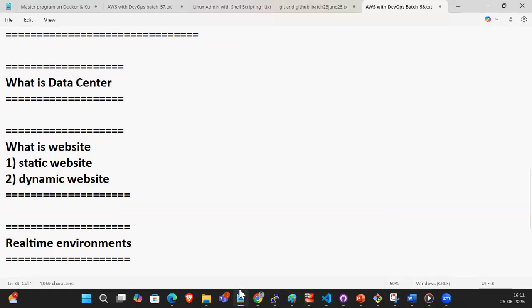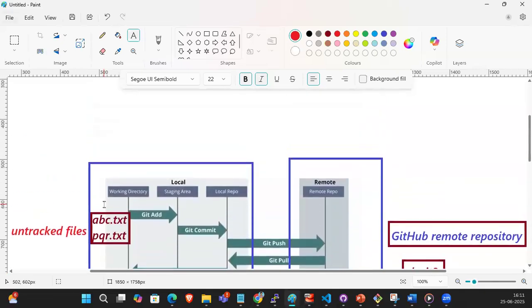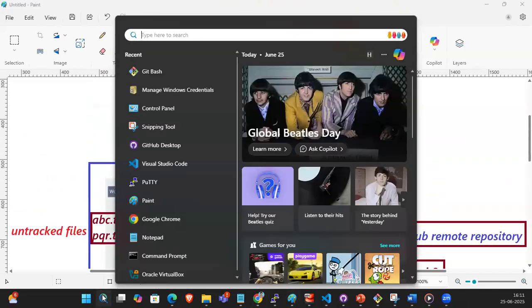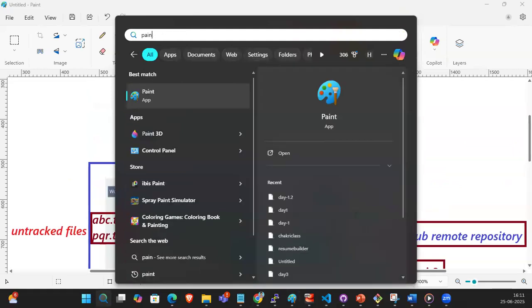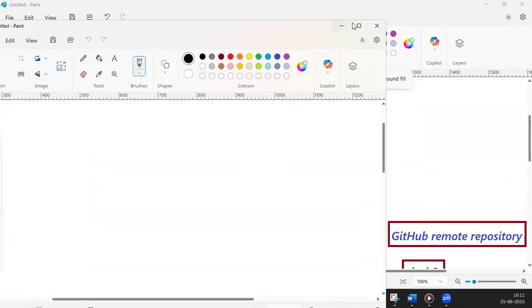What is a data center? Does anyone know what a data center is, guys? You don't know, right, guys? Yeah, I will tell you today. So, for example, before that, we will discuss the website. Then the data center we will discuss.